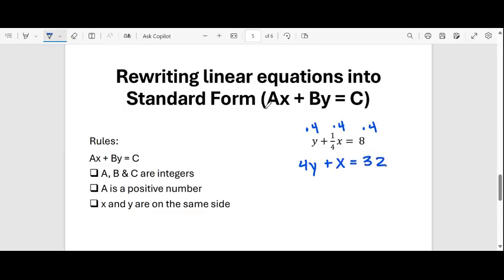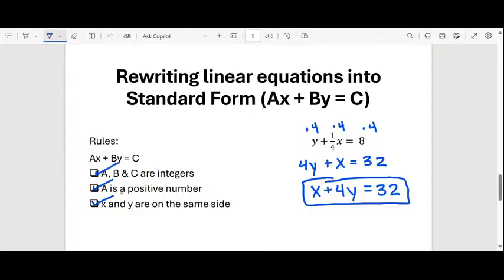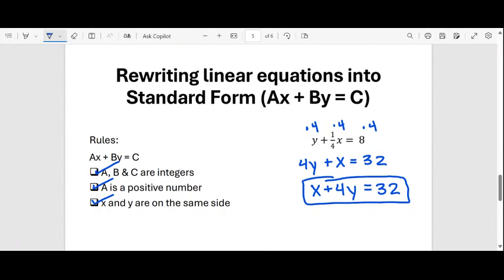Now it's not quite in the right order. I need my x to come before my y, so I just am going to rearrange it to x plus 4y equals 32. Just as a reminder, we don't have to change the signs because everything's already on the correct side. So we have integers, a is positive, and x and y are on the same side. All right, last one.